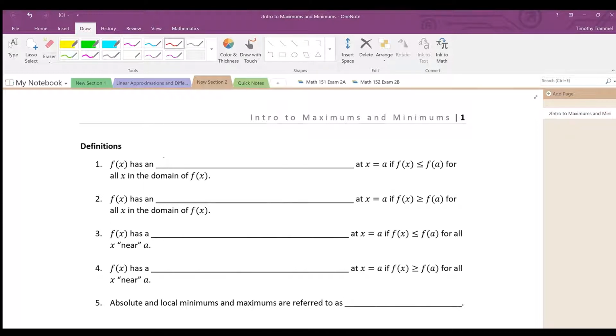So first of all, f of x has blank at x equals a if f of x is less than or equal to f of a for all x in the domain of f of x. So what does that mean? Well, if there is some y value here that's bigger than the rest of the other y values, we call that a maximum, okay? And if it's bigger than all the values in the domain of f of x, we actually call it an absolute maximum.